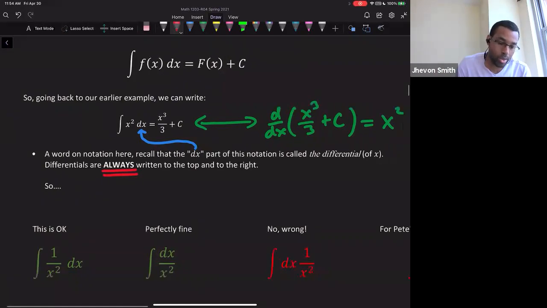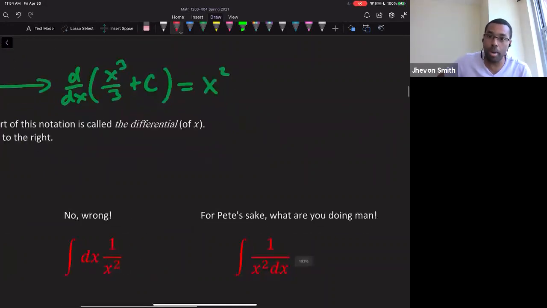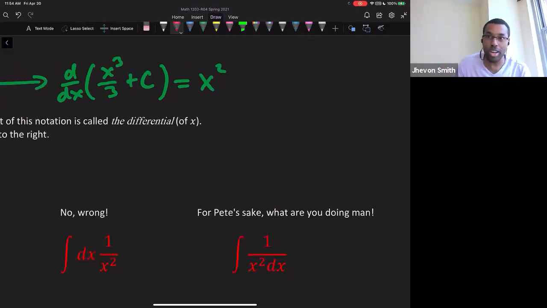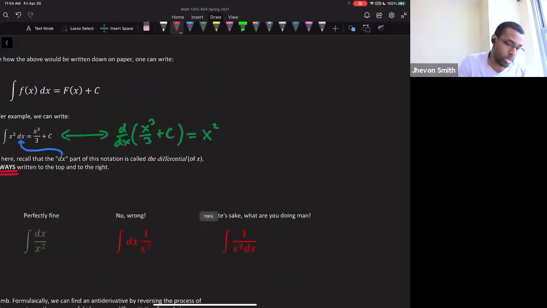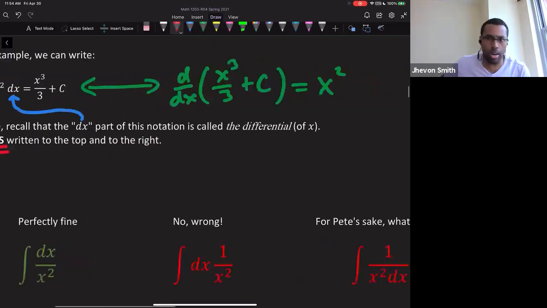What I cannot do is put the dx on the left. That is nonsensical. People are going to wonder, what are you talking about? You cannot put the dx on the left. You also cannot put the dx on the bottom. That doesn't make any sense. The dx is always to the top and to the right. You would look like you don't know what you're talking about otherwise. So these two are okay. These two, very wrong, not okay.